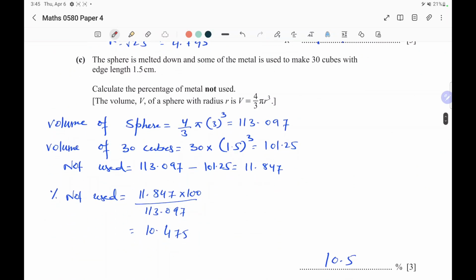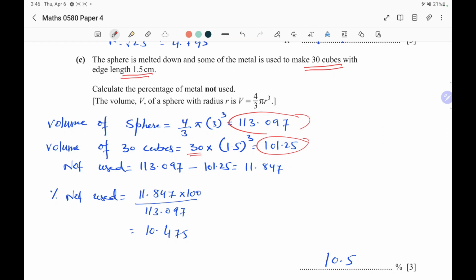Okay, now move to the next question. The sphere is melted down and some of the metal is used to make 30 cubes with edge 1.5 centimeter. Calculate the percentage of metal not used. So volume of a sphere is 4/3 pi r cubed. Our R is 3, so 113.097. And volume of 30 cubes: 1 cube volume is side cubed, so the side is already 1.5, so 1.5 cubed and multiplied by 30, we got this.